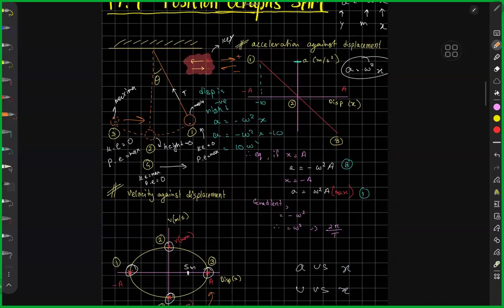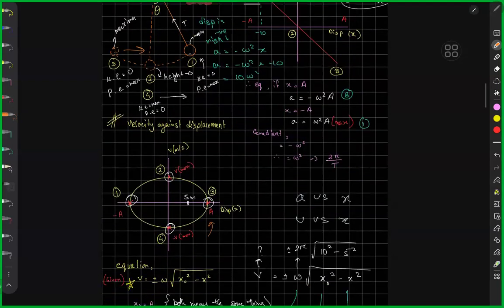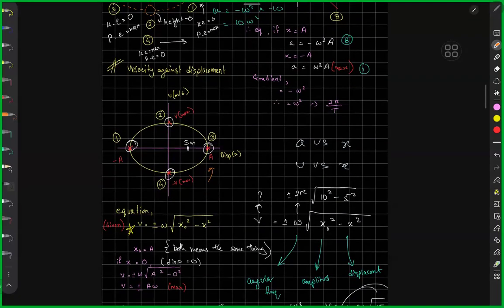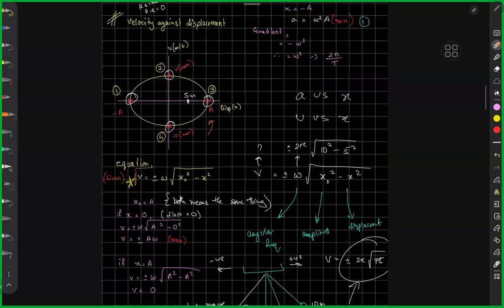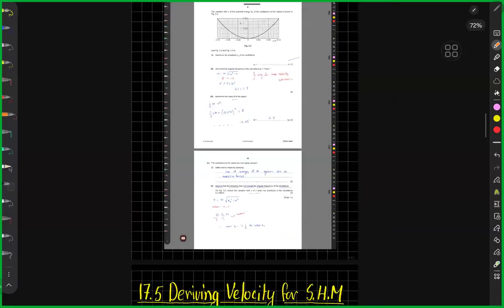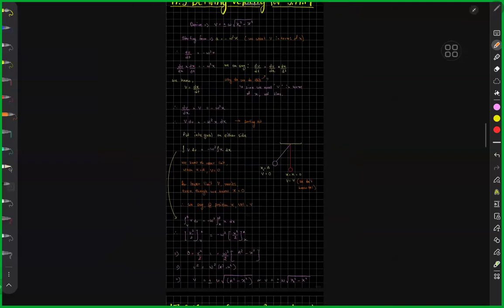Okay? So when you join these 4 points, these red crosses over here, it creates this ellipse or elliptical shape. And this becomes a graph of velocity versus displacement. Looking at this, we can simply agree that this must be the equation of velocity with respect to displacement. Now, if you want to know how this equation came out to be, this is the derivation.